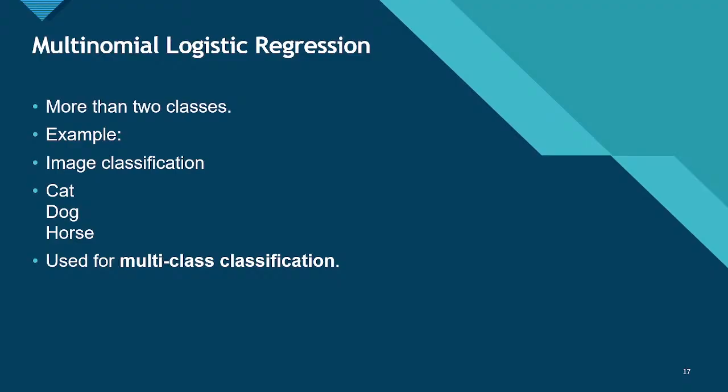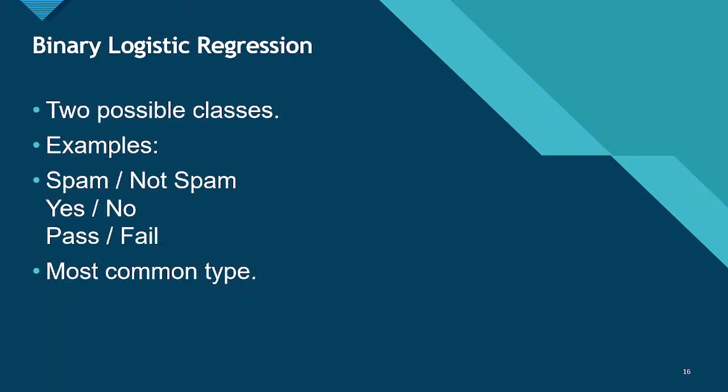The binary logistic regression we will see covers spam or not spam emails, a loan being approved or rejected, a student passing or failing, customer churn or not churn, or a medical result being positive or negative. In all these cases, the output is either one class or the other, never something in between.